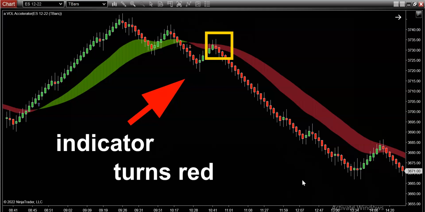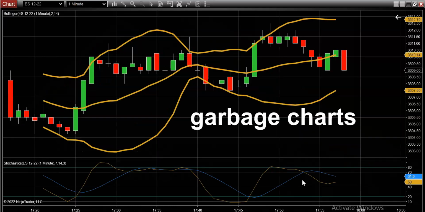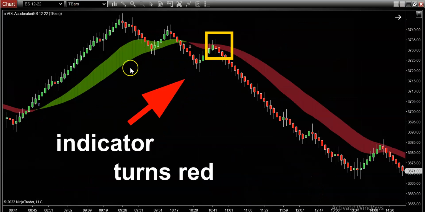Now, what I'm going to do for all you guys that are still on the sidelines, or even worse, probably using some type of garbage Japanese candlestick charts like this, is educate you and show you why this volume indicator is a day trader's dream. I'm going to show you that by describing one of my favorite chart patterns on this volume indicator of all time.